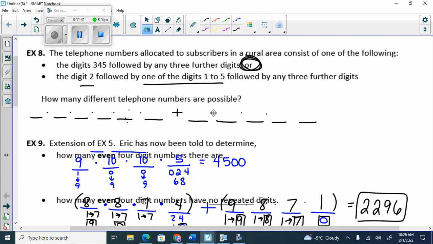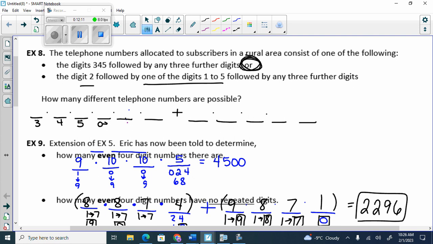Now, I wouldn't normally just do blanks. As I was reading along, I would be showing the options below, what would be allowed for that blank. So the first one says the digits 3, 4, 5. So I would go, okay, well, this has to be the digit 3. This has to be the digit 4. This has to be the digit 5. And then these can be any further digits. Does it say anything about not being able to repeat or anything? If it doesn't say you can't repeat, you assume that you can. Okay? So, what are the options for these last 3 blanks?